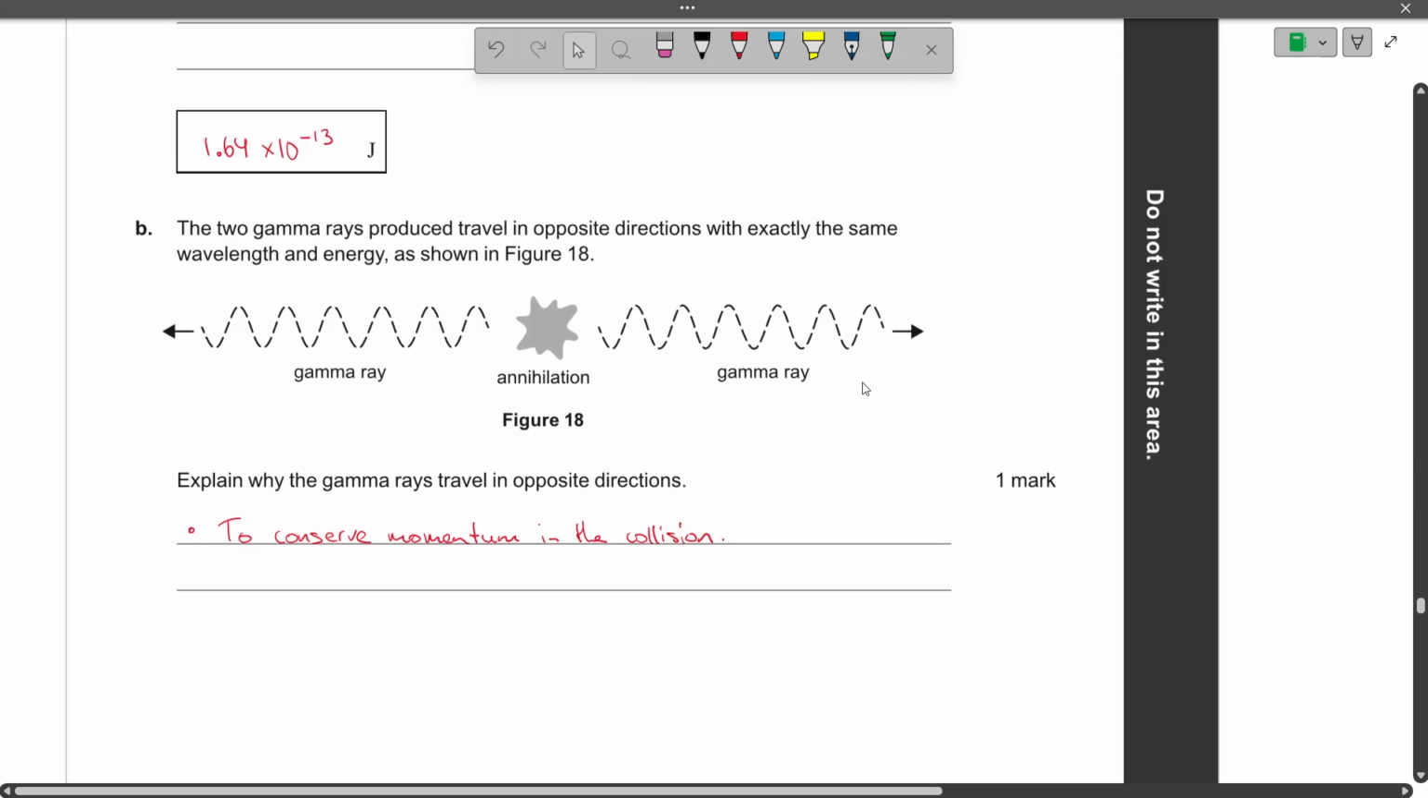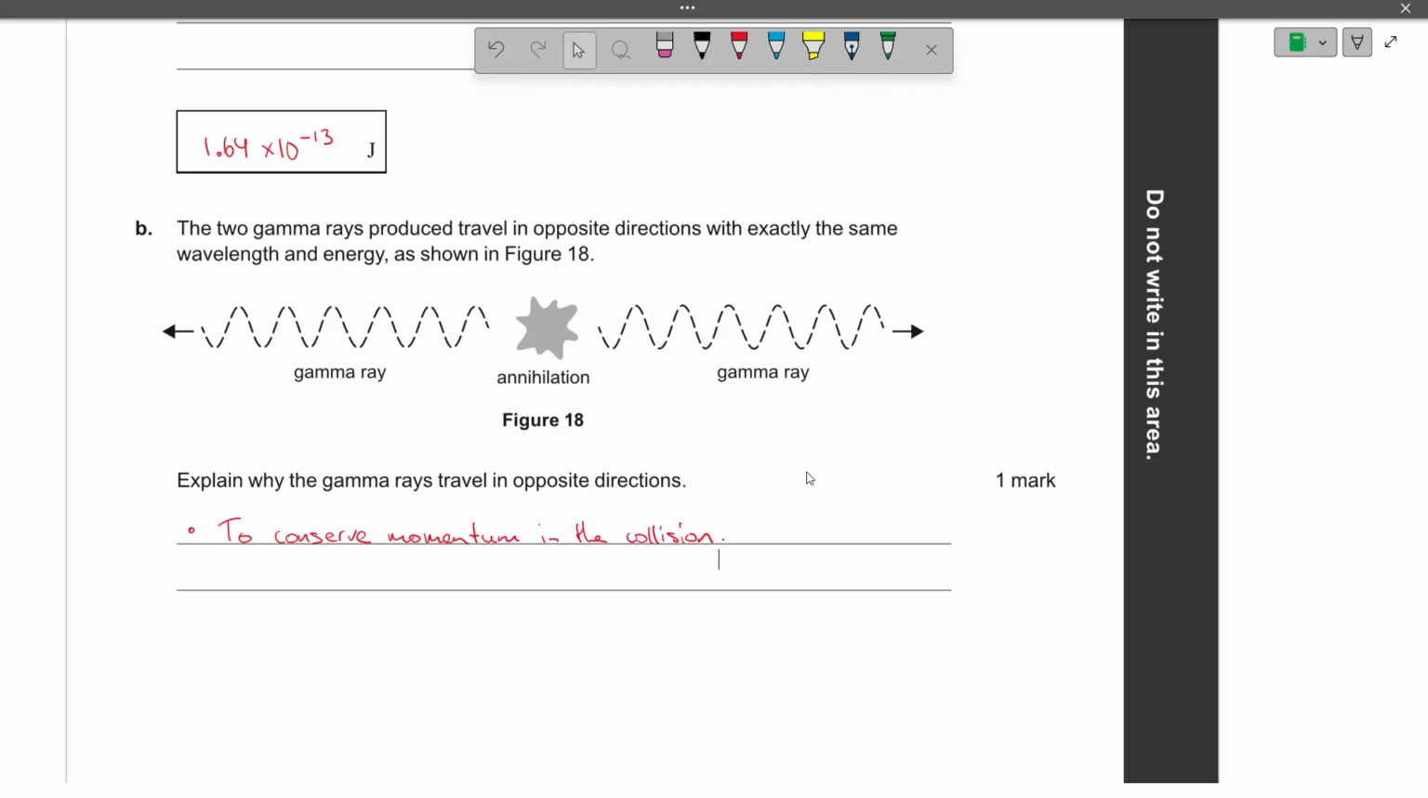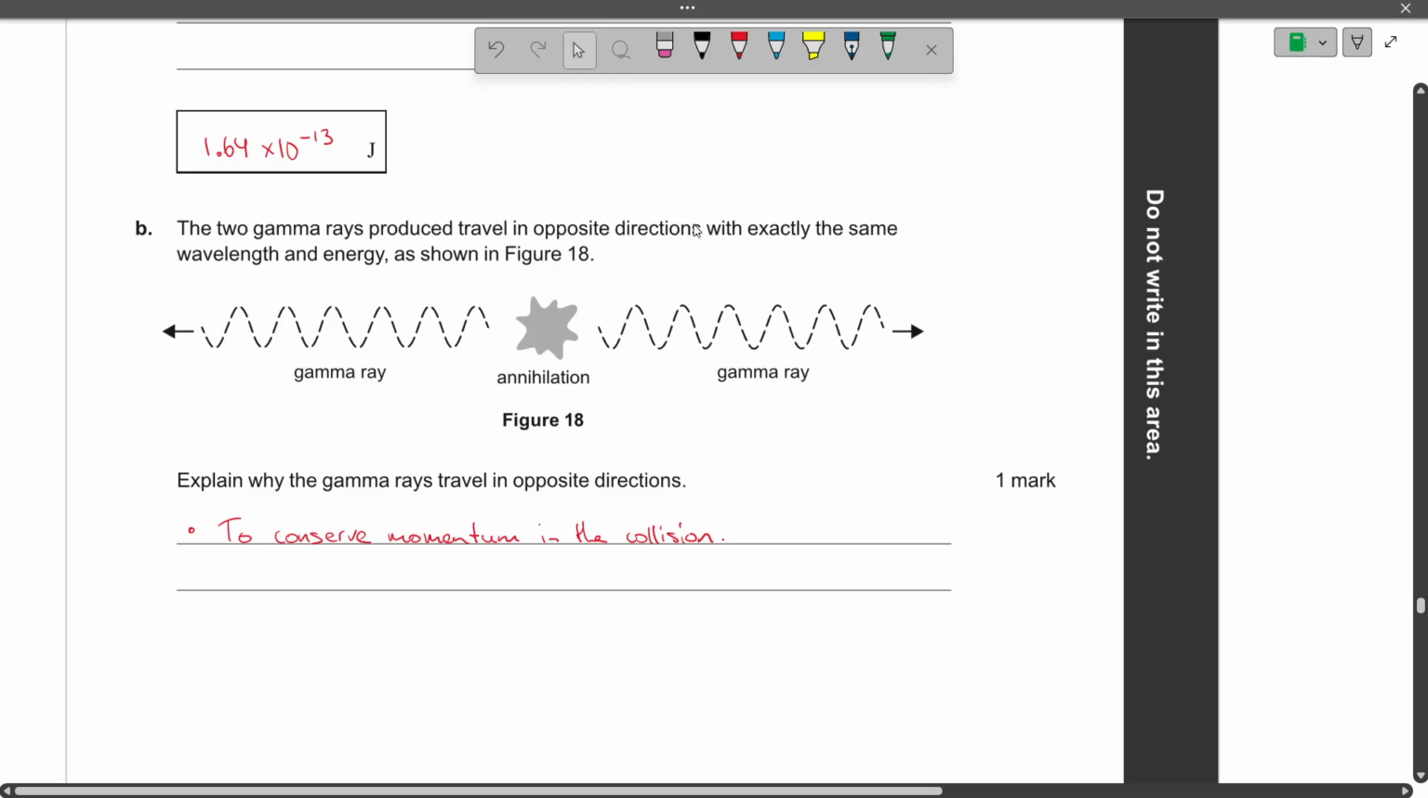Don't need to talk about energy being conserved. We already know energy is being conserved. It's more just why they're traveling in opposite directions. Why isn't one going that way and one going that way? They have to be completely opposite one another, I guess. I don't want to spend too much time on this, so I'm just going to leave it there. I don't want to get into the nitty-gritty details when I don't need to. It's to conserve momentum in the collision.